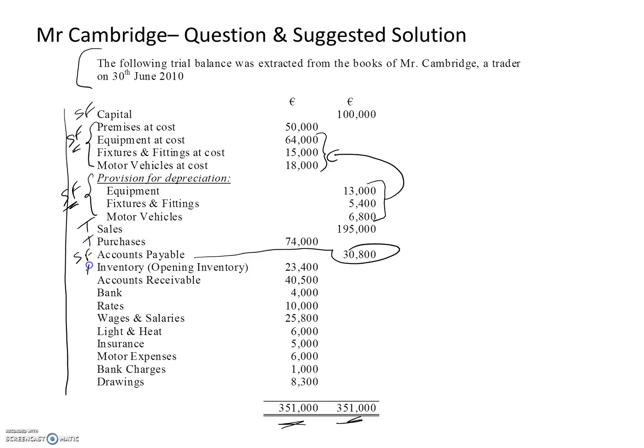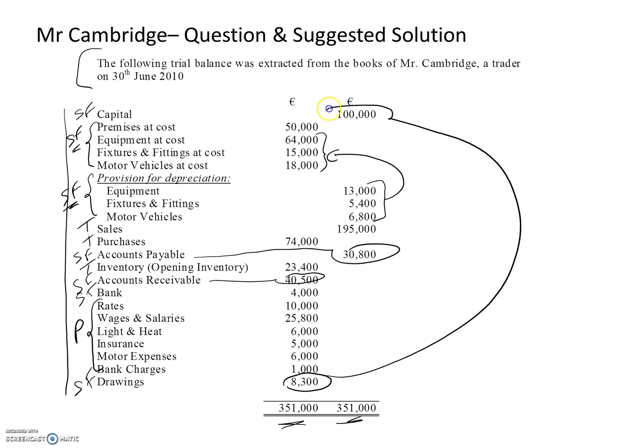The opening inventory is in the trading account. The accounts receivable go into the statement of financial position, and that is a current asset. Likewise, the bank is a current asset. Then we have a list of expenses here. We've rates, wages and salaries, light and heat, insurance, motor expenses and bank charges. All of those together go into the profit and loss account part of the income statement. And then finally we have the drawings, which goes into the statement of financial position. The drawings, of course, will be linked up with the capital in the statement of financial position.